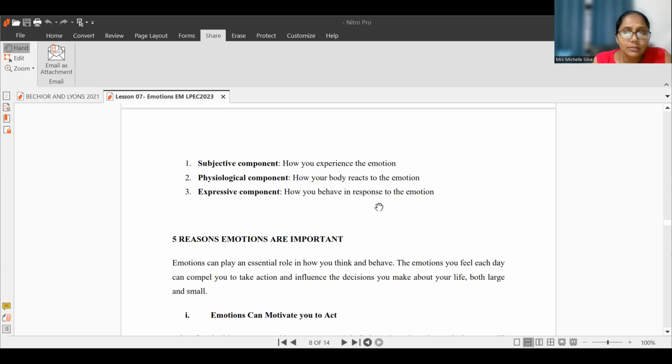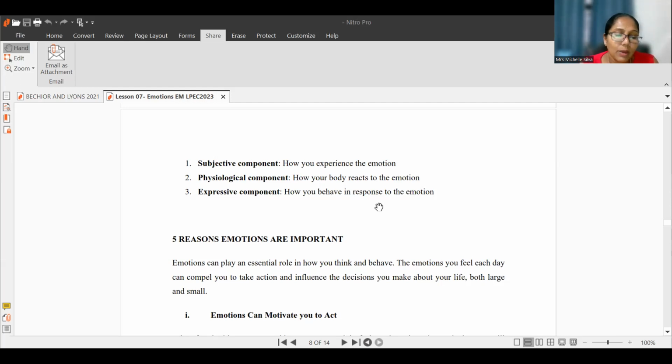Different emotions can be displayed in different ways. For example, laughing or smiling because of happiness.